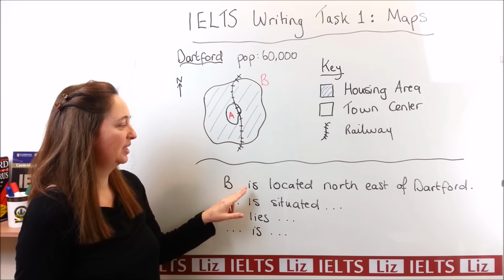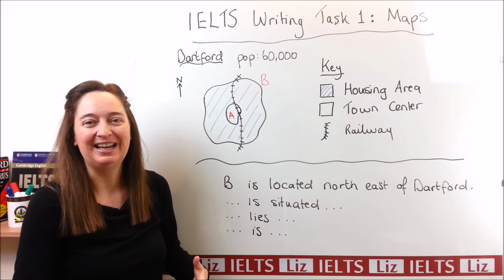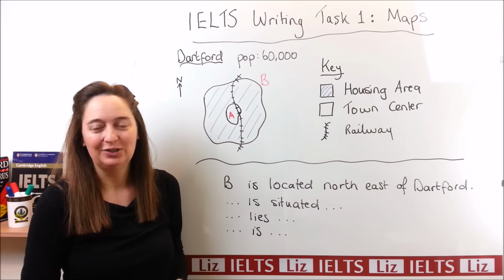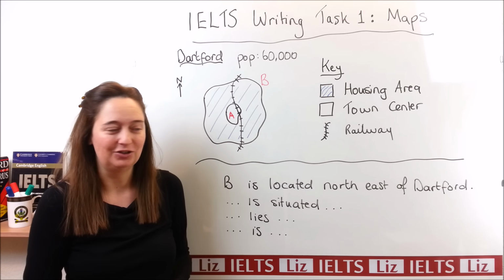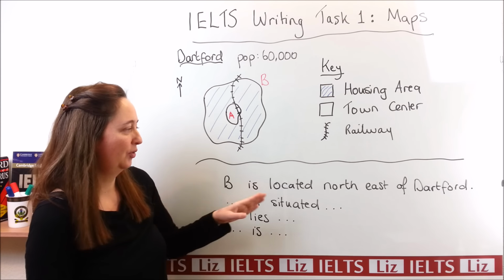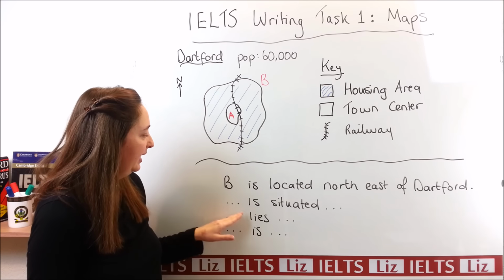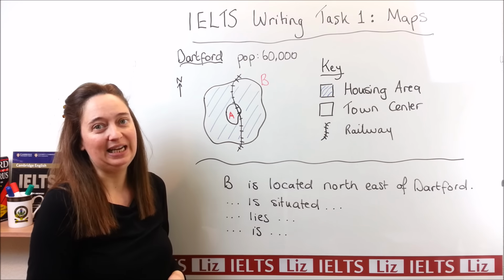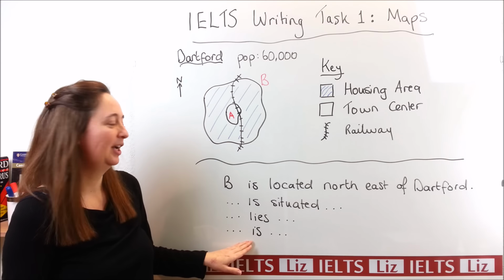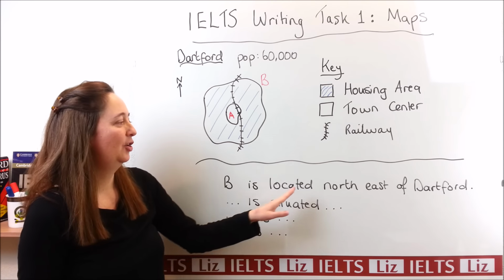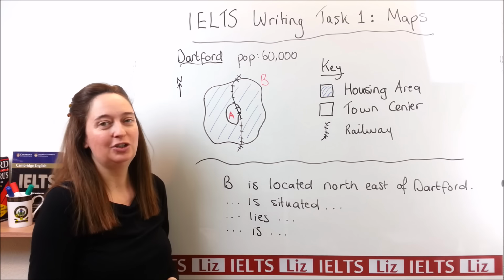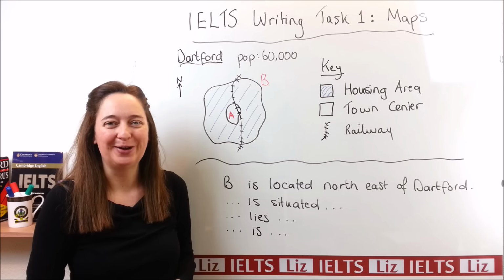And of course we don't want to keep repeating is located. We want to change the vocabulary to show the examiner a good range. So you can also say B is situated northeast of Dartford, or B lies northeast of Dartford. Or you can use a very simple verb and just say B is northeast of Dartford. So we've got a few variations that we can use for the verb.